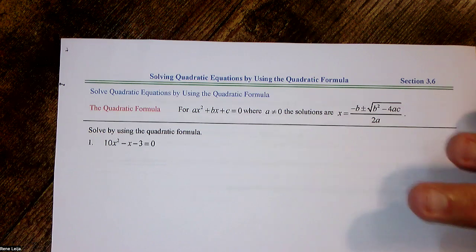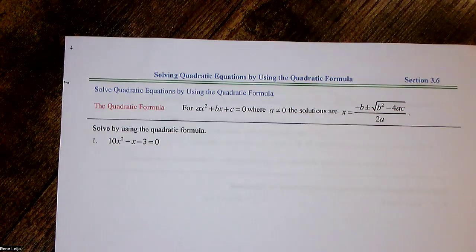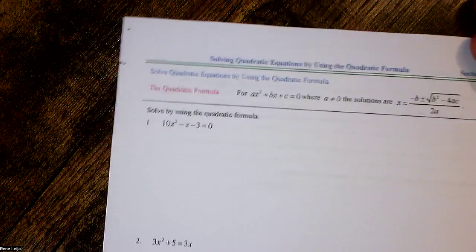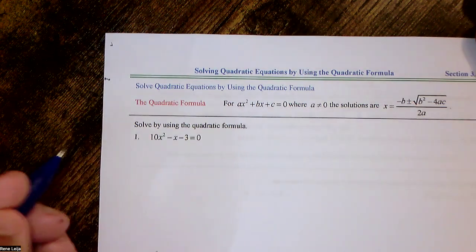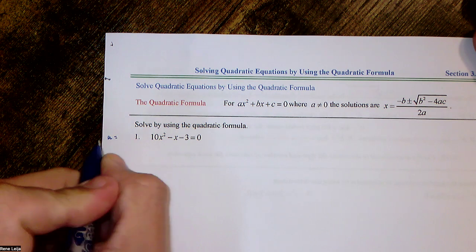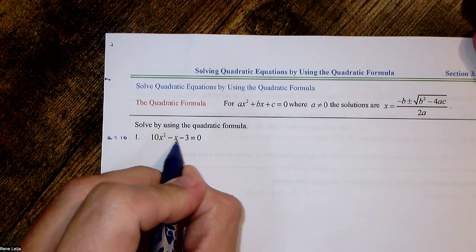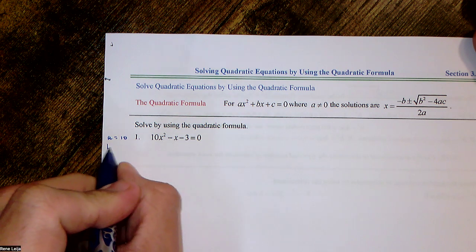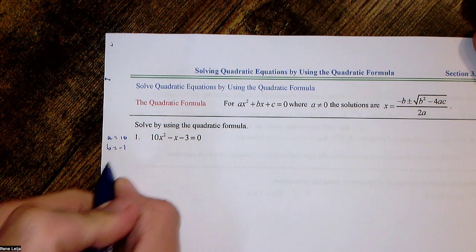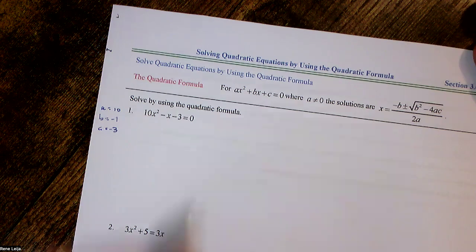Okay. So the first thing that we're going to do is make sure, do we have an equation that's quadratic in form? And number one, it is quadratic in form. Okay. So I want to identify my A, B, and C. So A is 10 because it's ax squared plus bx plus c. B is a negative 1, and c is negative 3. All right, so we're going to plug this in.